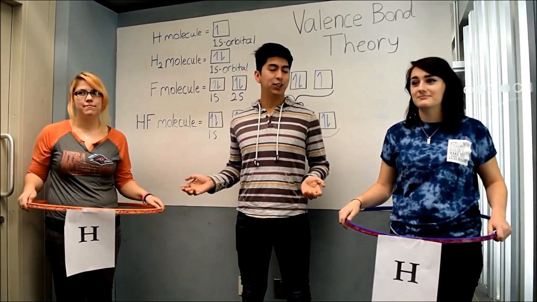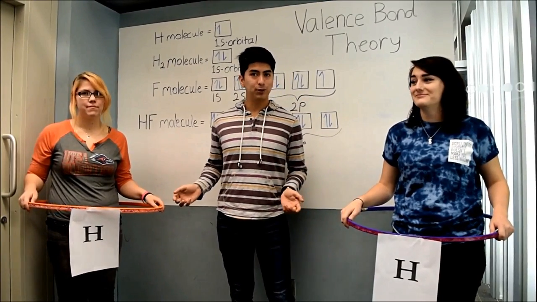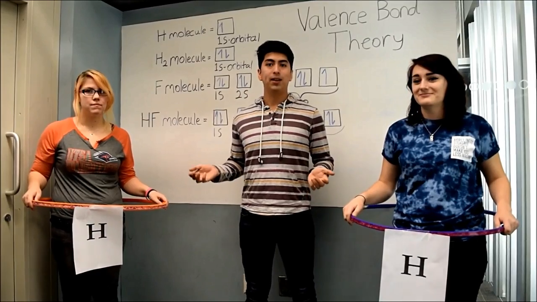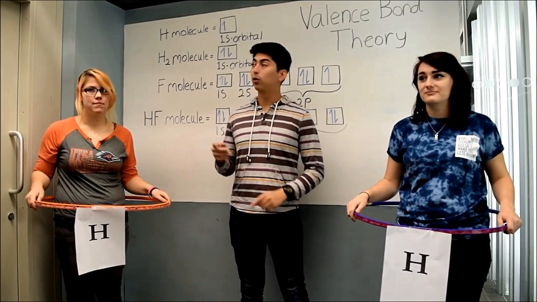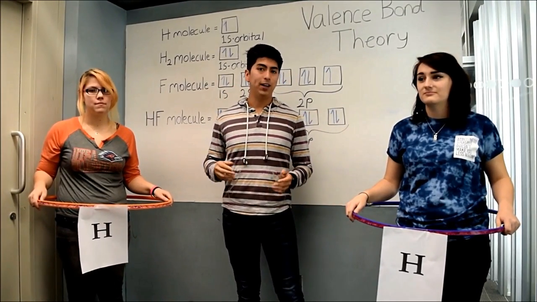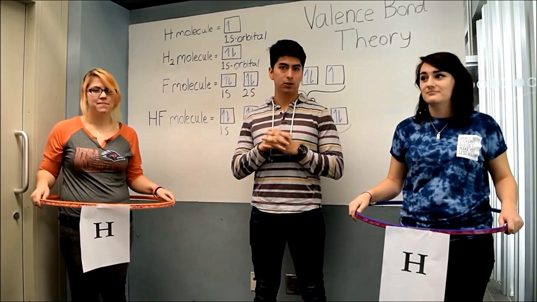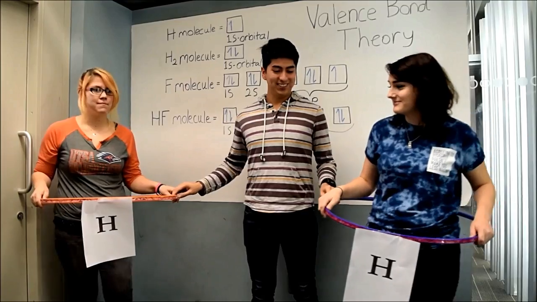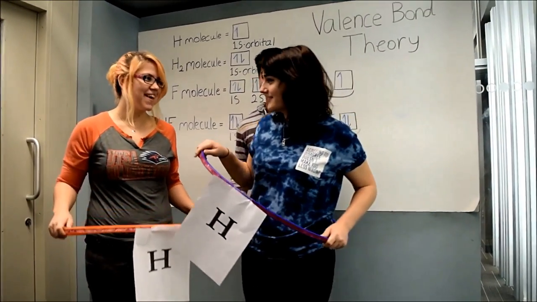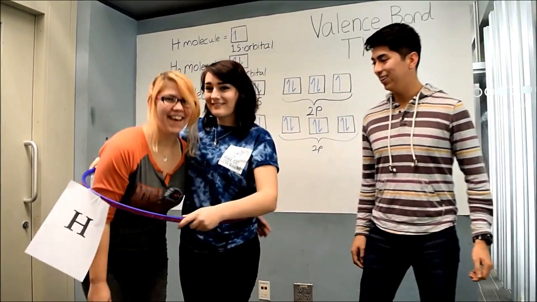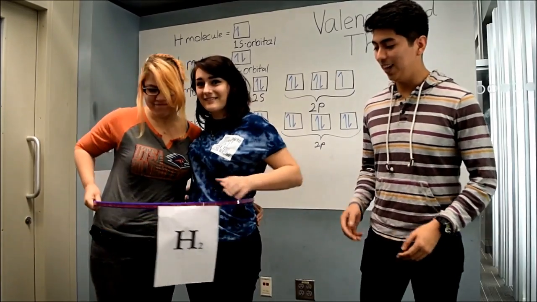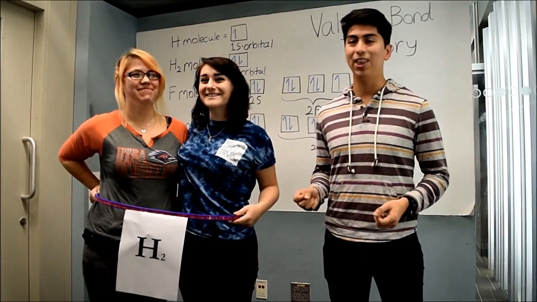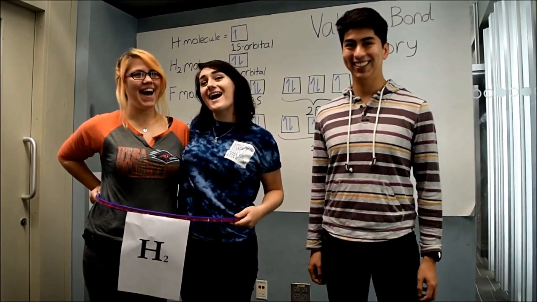Here we have 2 H atoms. They're floating through space all lonely. And because they only have 1 electron in their 1s orbital, they're trying to find each other to have a full shell. So, they're going to come together and find each other. And then when they finally meet, they're going to merge. And then we have an H2 molecule. And they're happy, as you can see.